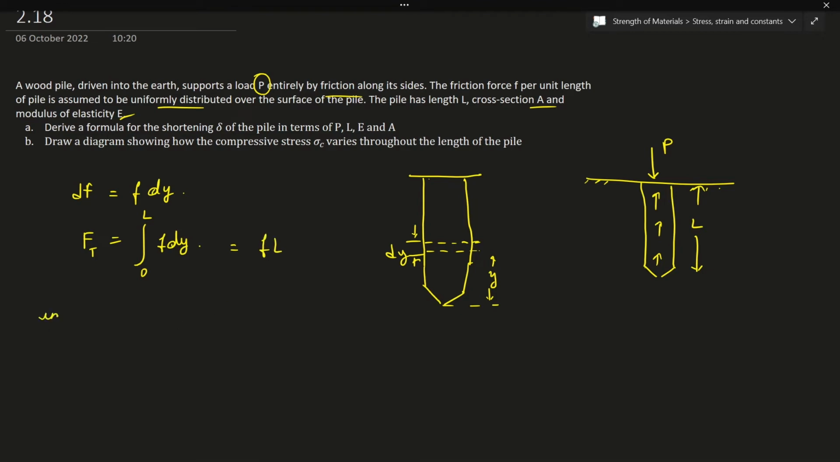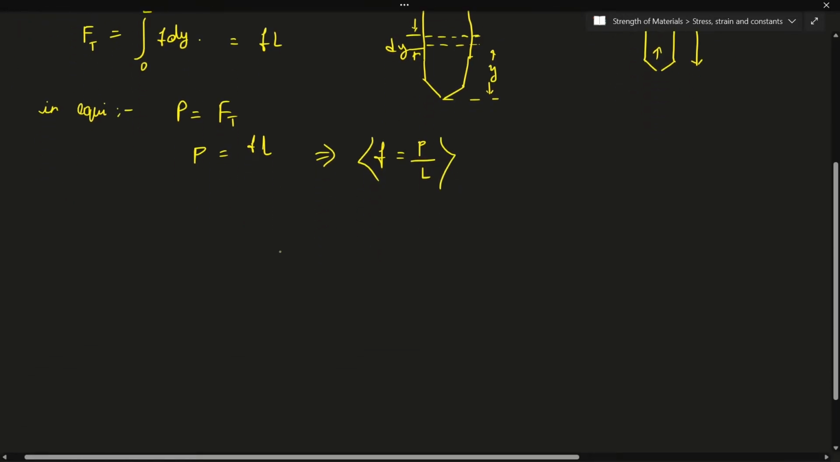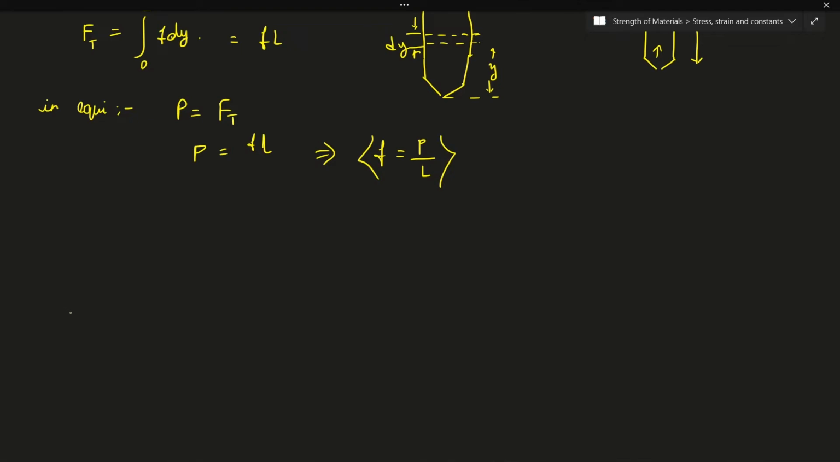Alright, so in equilibrium, the load P will be equal to the total resisting frictional force. So P will be equal to Ft, which is nothing but P equals FL. I want the equation for F, so that is nothing but P by L. I'll keep this in mind, and now I'll have to calculate the resisting force until y, whatever resisting force has been offered by this portion. So I want to calculate this.